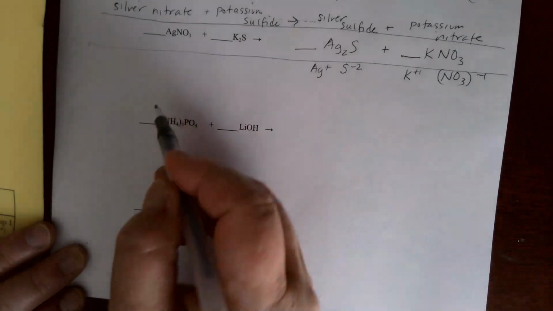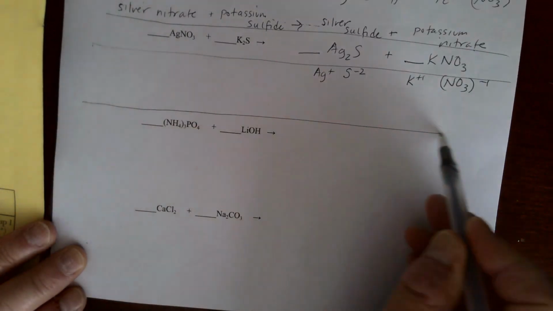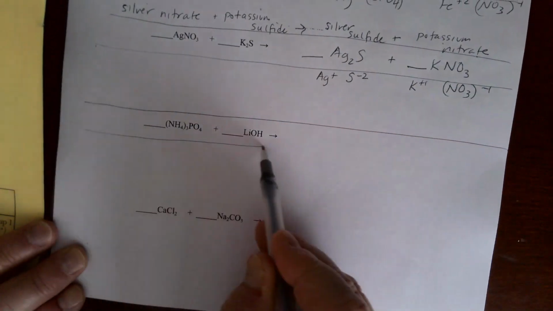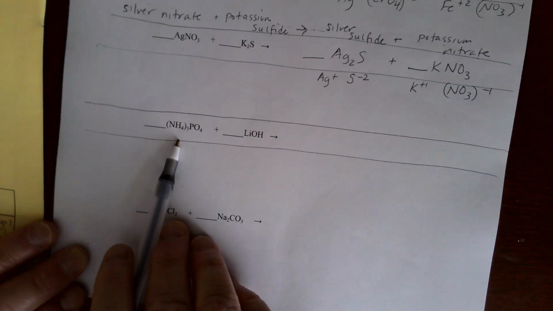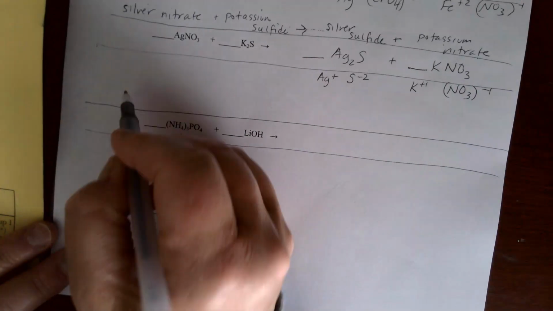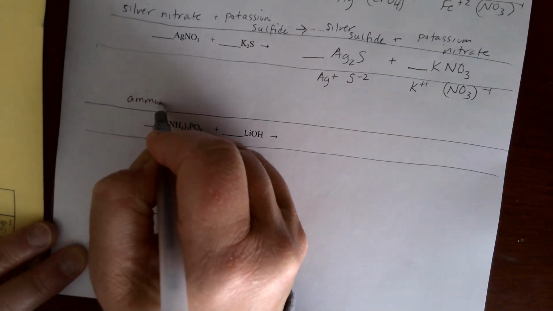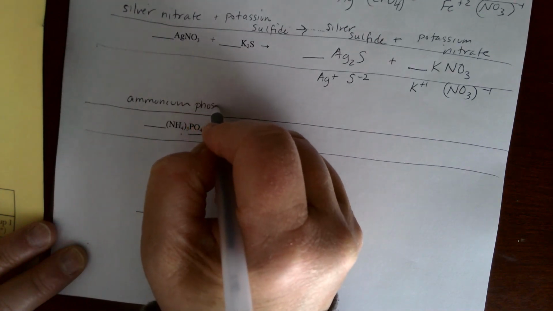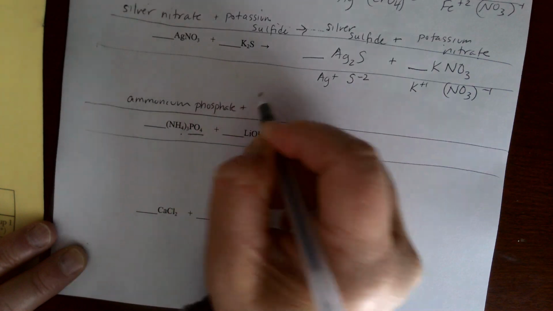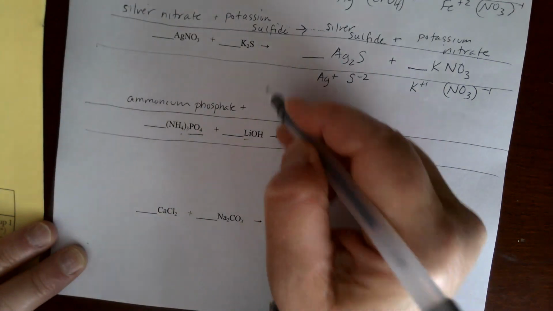All right, so what do we have here? Let's go ahead and protect the line where we're going to write our chemical equation. Let's write names up above here. NH4 is something called ammonium. PO4 from reference table E is phosphate. Plus, this is lithium hydroxide.